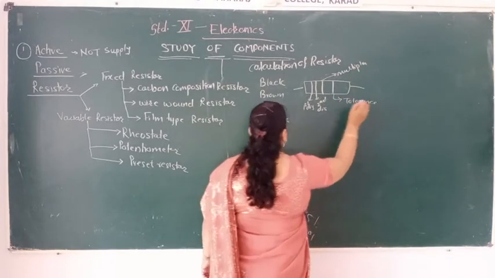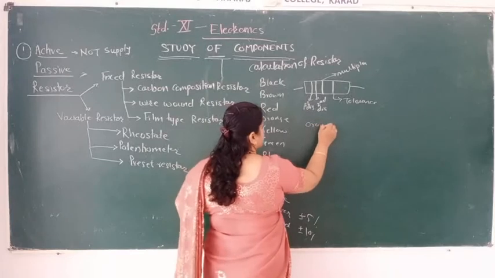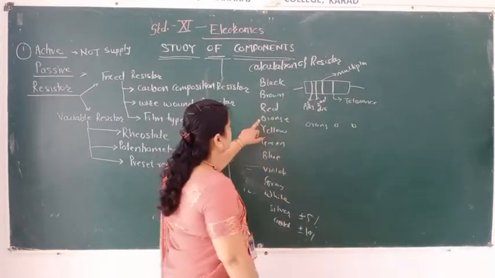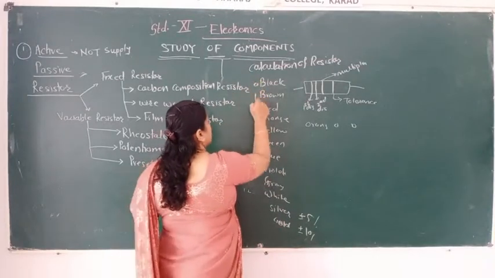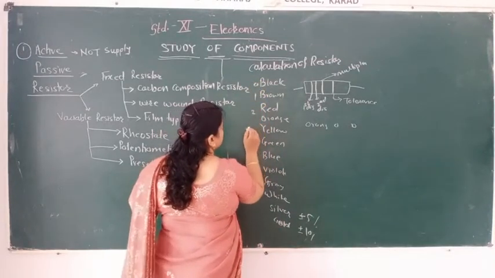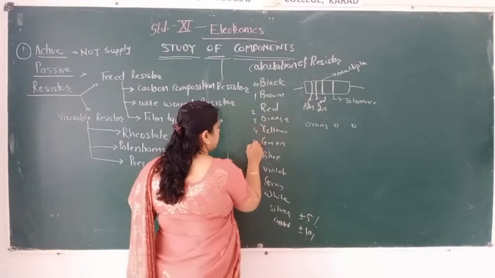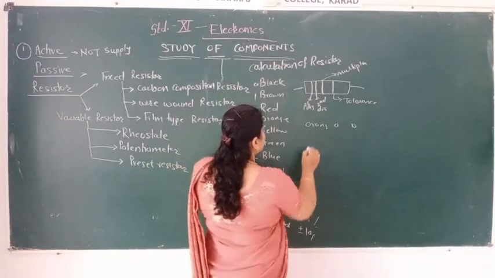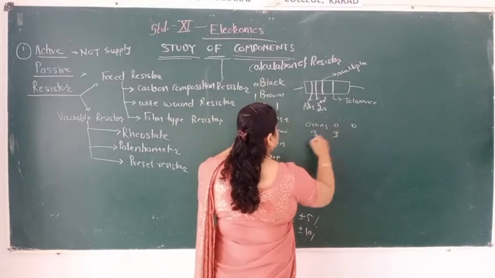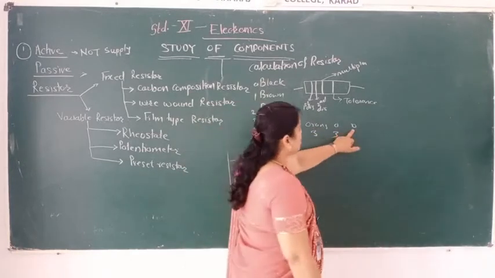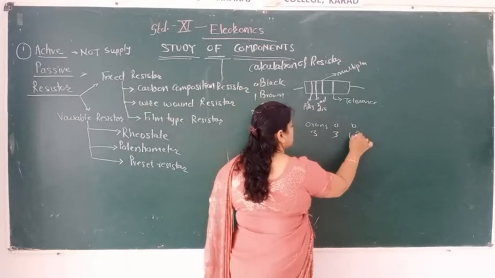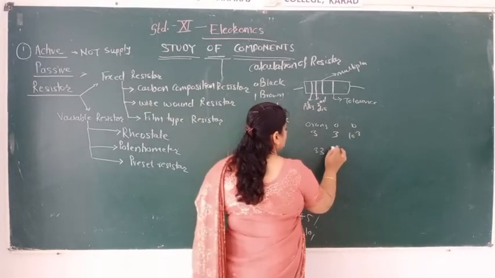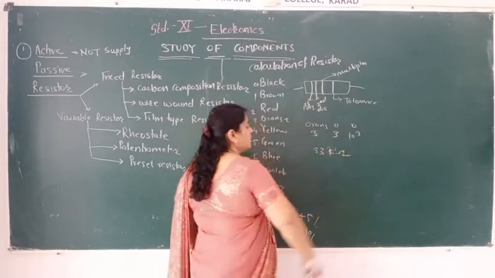Example I have taken: orange, orange, orange. Which number does orange have? Yes, 0, 1, 2, 3, 4, 5, 6, 7, 8, 9. So orange has the number 3. The last orange being 3 means 10 raised to 3. So 33 into 10 raised to 3 means it is 33 kilo ohm.